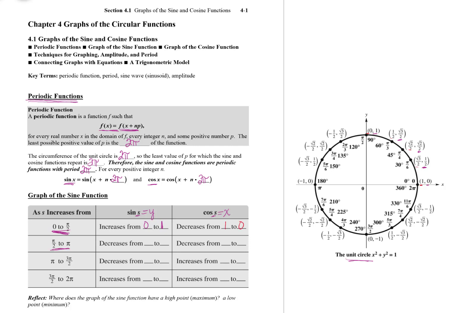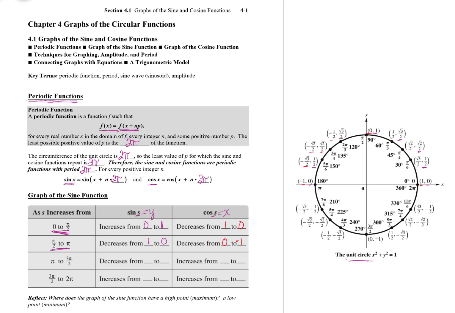In the second quadrant, which is pi over 2 to pi, what happens to the y values? Well, they go from 1 down to 0. And then for cosine, what happens to the x values? The x values go from 0 down to negative 1.